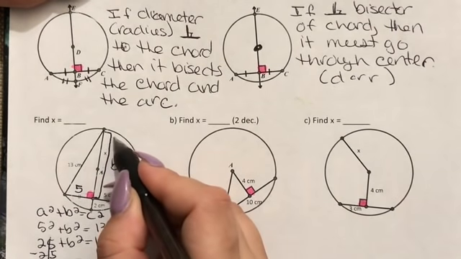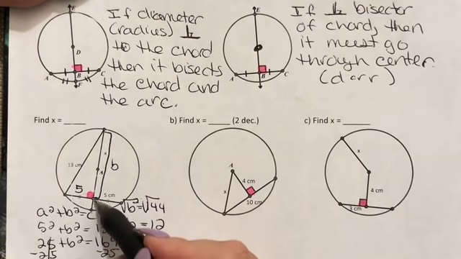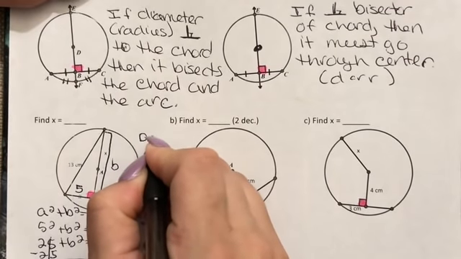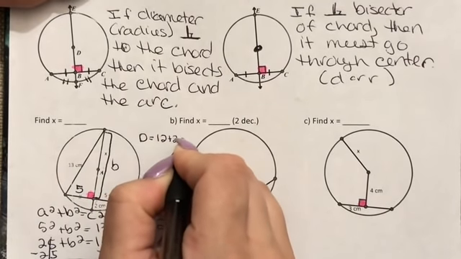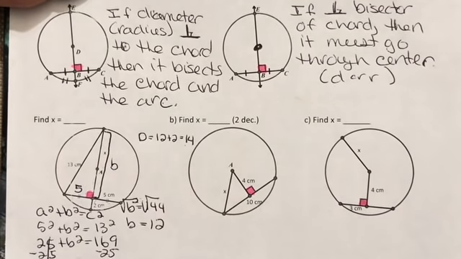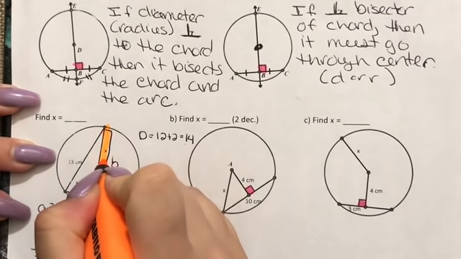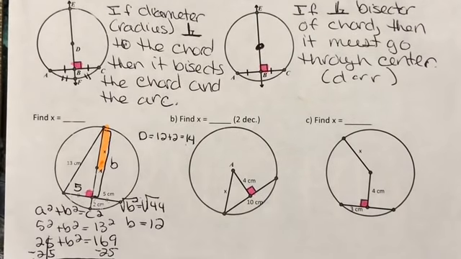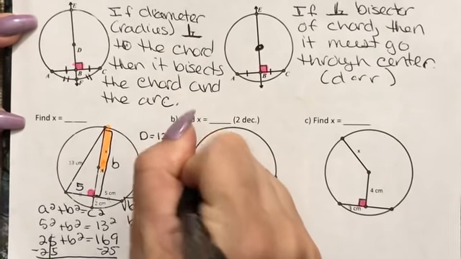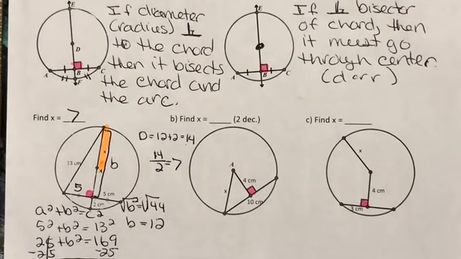So if this entire leg is 12, I can add 2 to it, which is this piece, to get the diameter. So that means that the diameter is equal to 12 plus 2, which is 14. X, which is the portion that I'm solving for, is only the radius. So if the diameter is 14, I can cut that in half, and I can find that x is equal to 7.